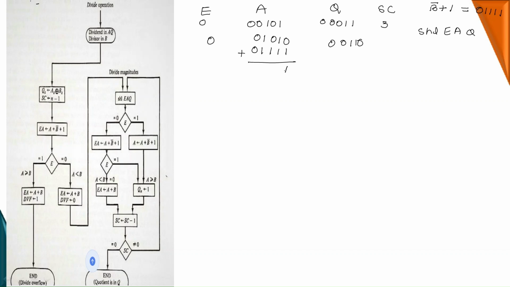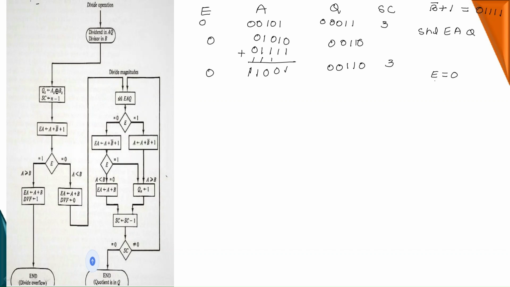So it becomes 1 1 0 1 0 1 1, and it becomes 1, and this is 0. Okay, and this is 0 0 1 1 0 and 3. So next step, now E is equal to 0.